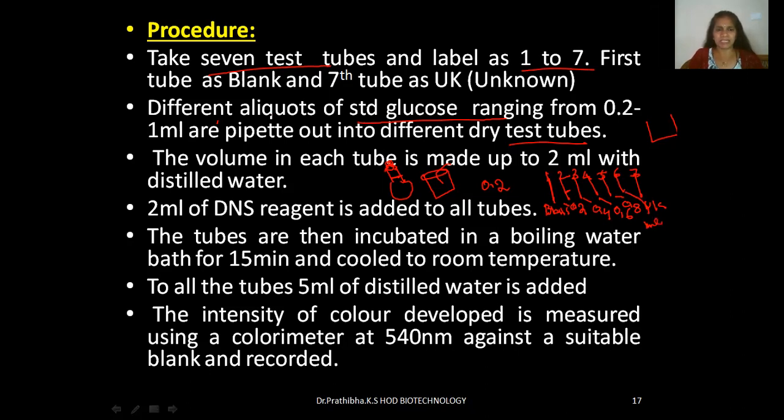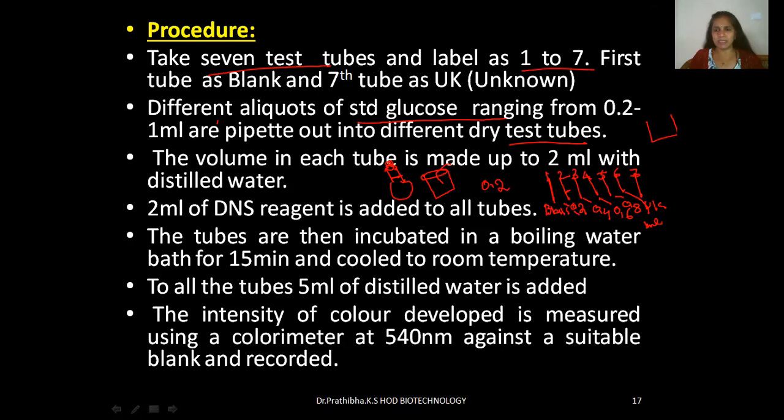So you satisfied this particular second point. What we have done here: different aliquots of standard glucose, ranging from 0.2 to 1 ml, are pipetted out and poured into the different dry test tubes. Then the volume in each tube is made up to 2 ml with distilled water. Now, in all the test tubes the amount is different: 0.4, 0.6, 0.8, 1 and so on. So the final volume is made up to 2 ml.